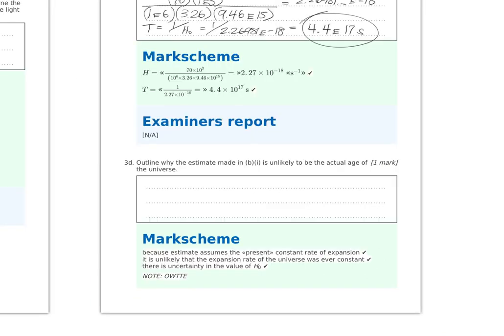In 3D, I think the mark scheme explains it well. It says the estimate assumes the present rate of expansion was always that rate of expansion, which is probably not true. But I think the most important point here is the uncertainty in the value of H naught. That's not a very well-known number, so we can get close, but I don't know that we could get the age of the universe in seconds down to, like, 2 significant figures.